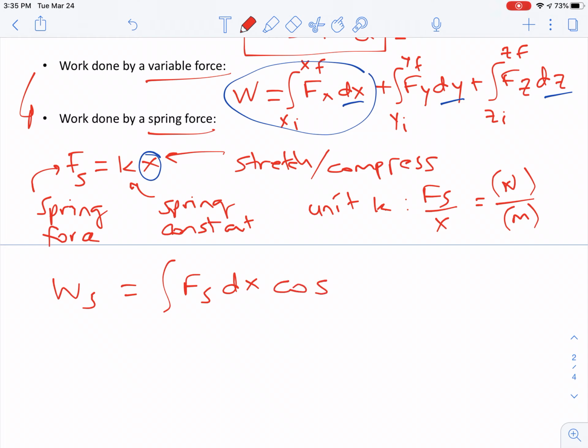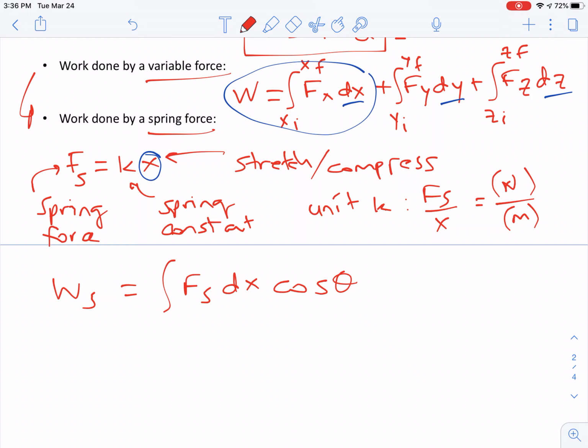And again, cosine theta. If you are just using kx, then you need to take cosine 180 because the displacement and the force are always opposite to each other in a spring force. If you're stretching the spring, the force is in the opposite direction to your stretch direction. To introduce that negative sign, you can take Fs to be negative kx, or if you ignore the negative sign in the function of Fs, then you need to put 180 degrees for theta to show the difference between F and x.